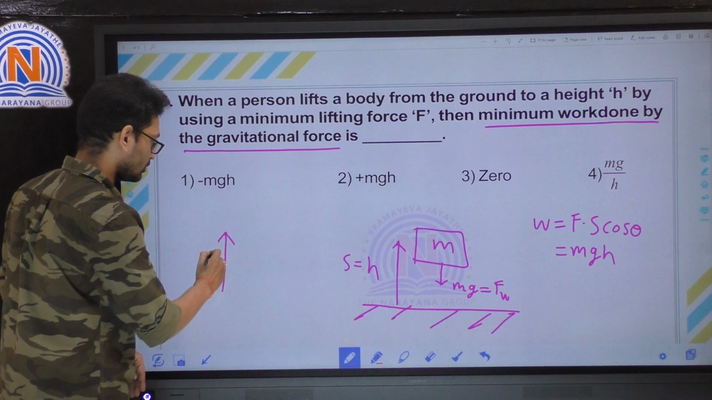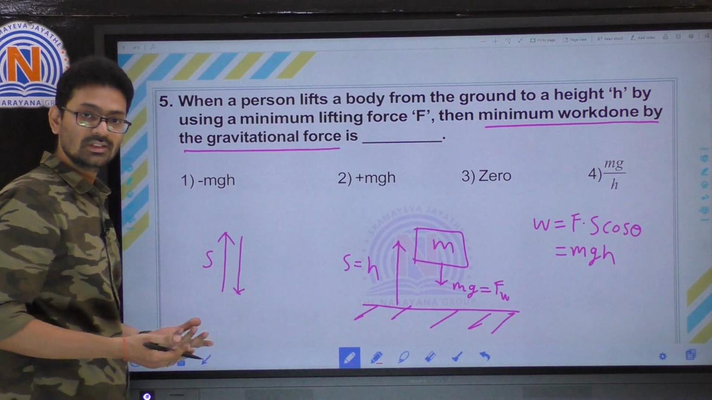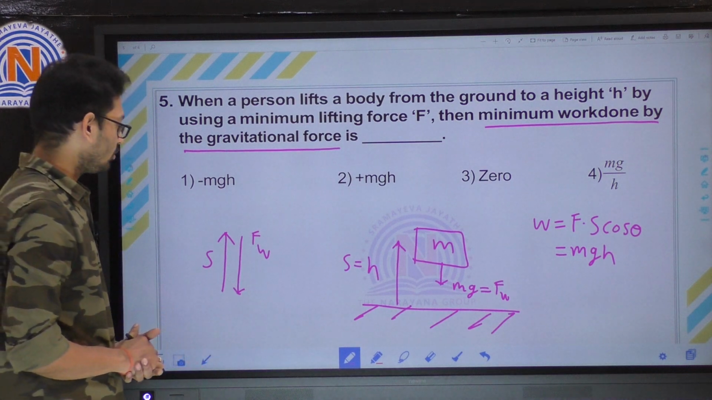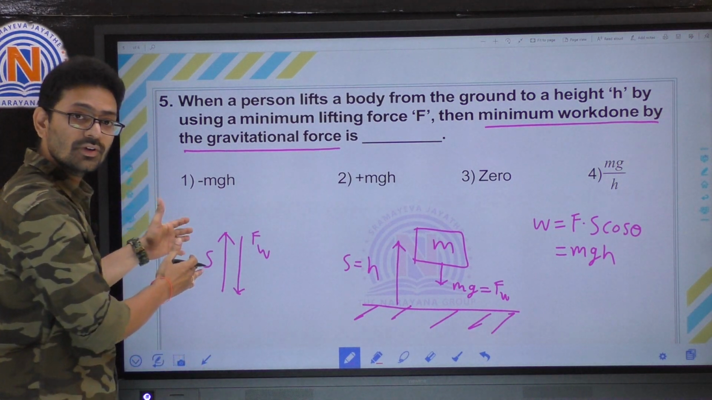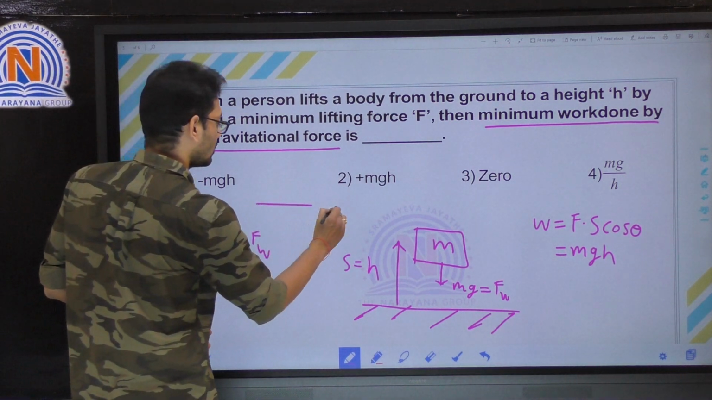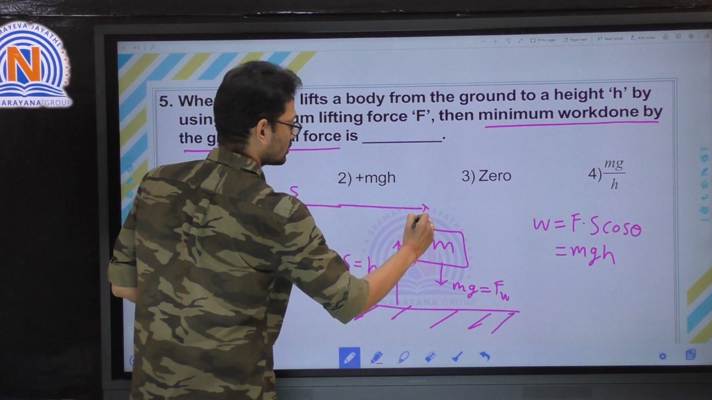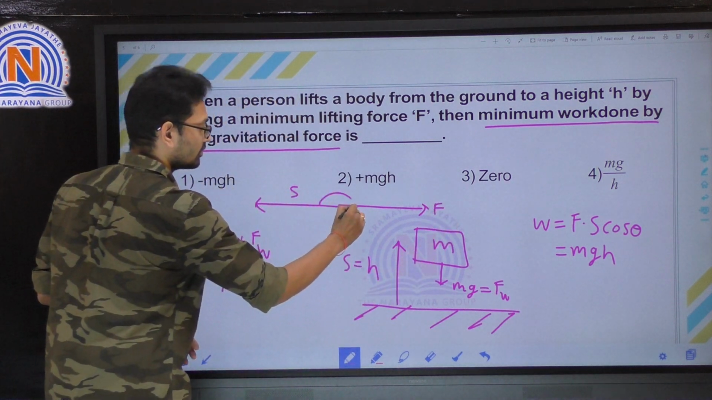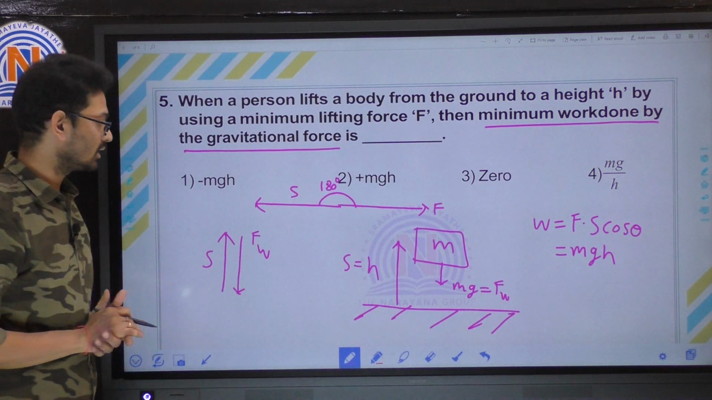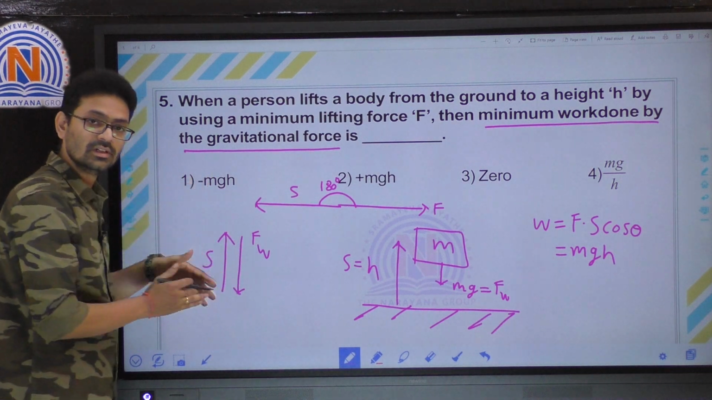Now let us draw these two vectors to a side. Vector 1 is displacement, vector 2 is weight, that is a force, the weight force. I am going to write it as Fw. Now if you see, these two vectors are opposite to each other. Let us draw it horizontally to make you understand. Let us take this as displacement and this as force. Now what is the angle between them? 180 degrees. So these both are opposite vectors.